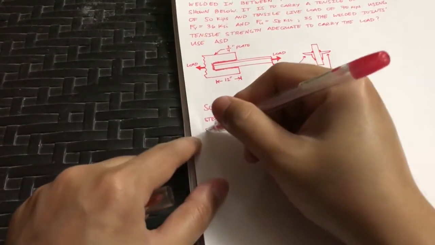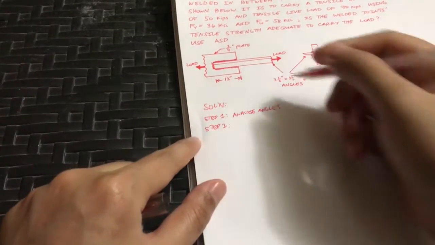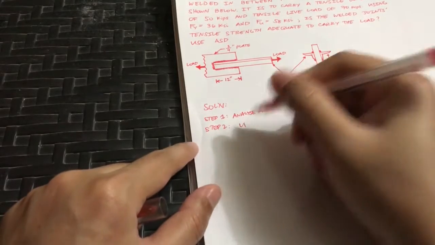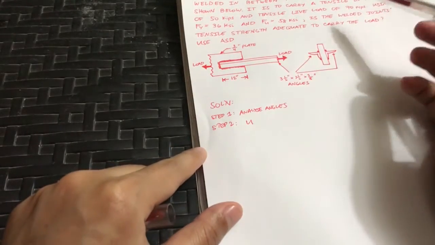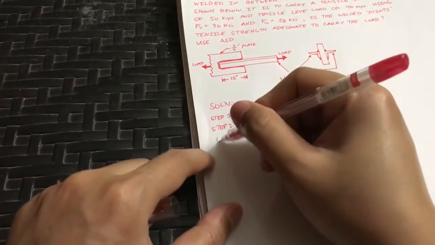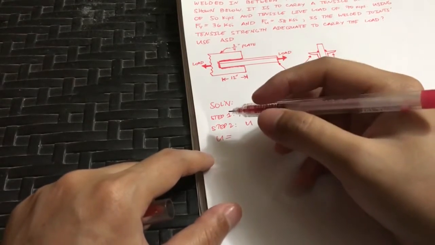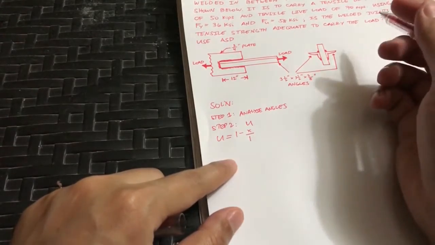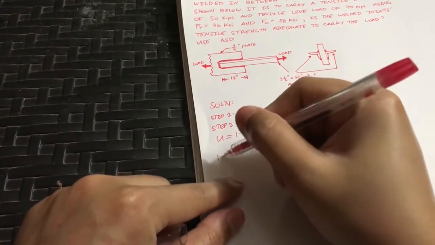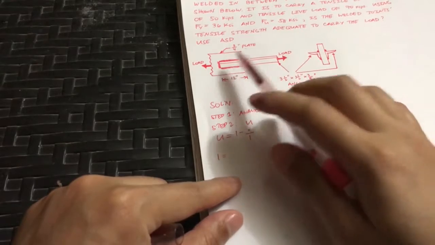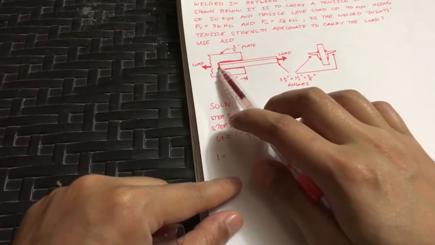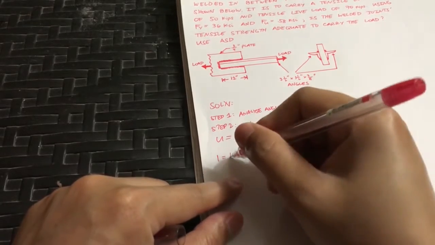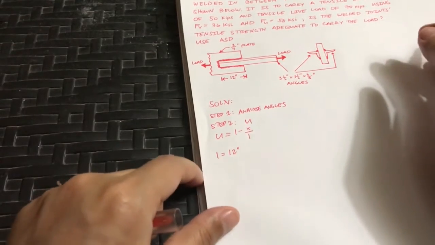Okay, step 2, we solve for the shear lag factor U. Now this is not a plate, it is an angle. So basically we will use U is equal to 1 minus X over L. Now L, we can see from the figure, it is the longitudinal weld. This is the longitudinal weld, this is the transverse weld. Now we'll only get one length of that, which is 12 inch. So that is your L.